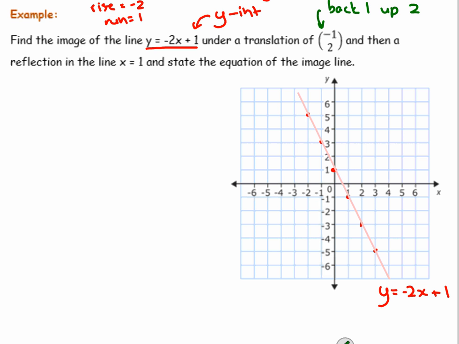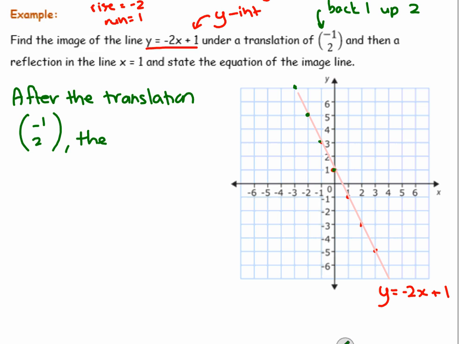So let's see the first point I've got plotted, go back by 1 and up by 2. The next point, go back by 1, up by 2, it actually just ends up being there. Next one, go back by 1, up by 2. Notice just by coincidence, it turns out to be the original line really, doesn't it? So you might want to make a note, after the translation, the result is just the same as the original line.